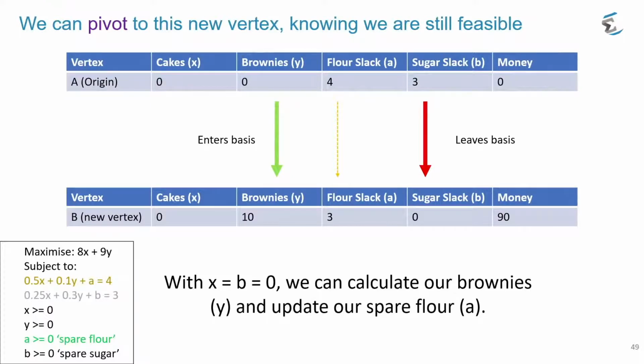So I know I've got 0 for B and 0 for X. I can use my constraints again to calculate the other numbers. I use up a little bit of flour in making the 10 brownies, and so I can update my other values in that row as well. And this is a vertex. This is a perfectly valid vertex. It adheres to all of my restrictions, which is non-negativity in all my variables. I can also calculate my objective at this point, which is $90, because I'm only making 10 times $9 for the brownies.